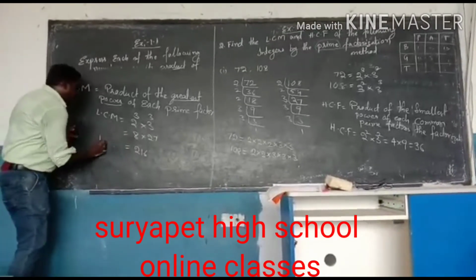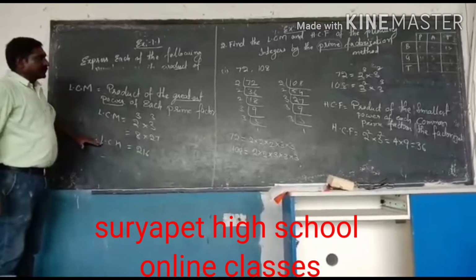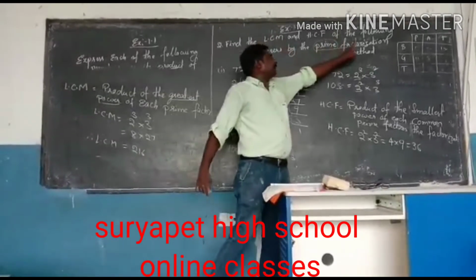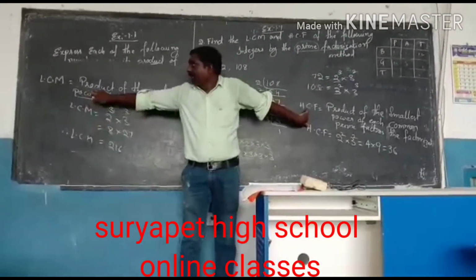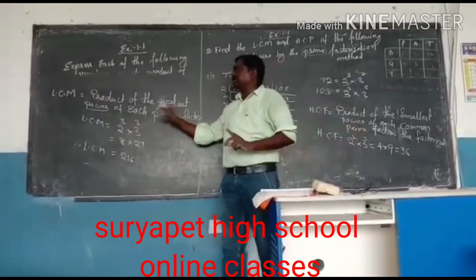The LCM answer we get here is 216. So by this we understand that if we do it using the prime factorization method, we want to follow these 2 steps only. That is, the product of the smallest powers and the product of the greatest powers.